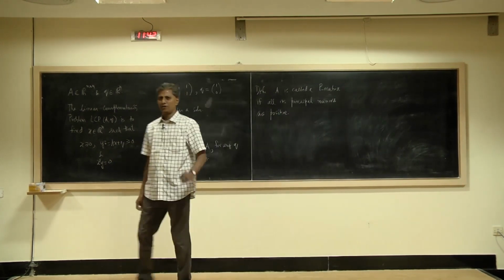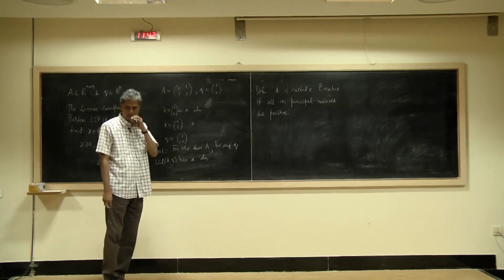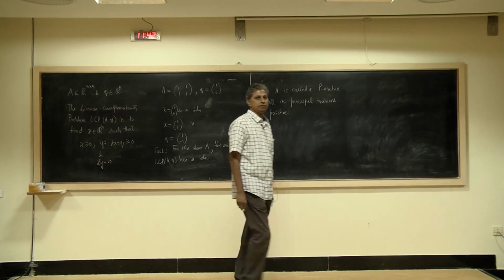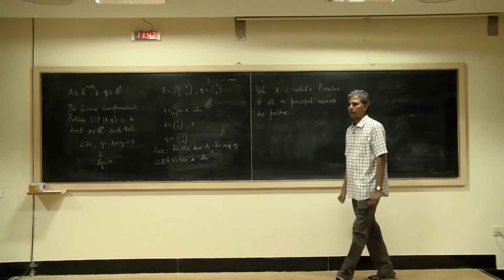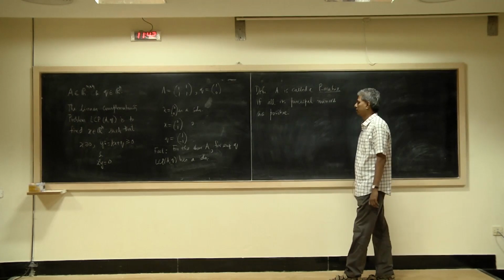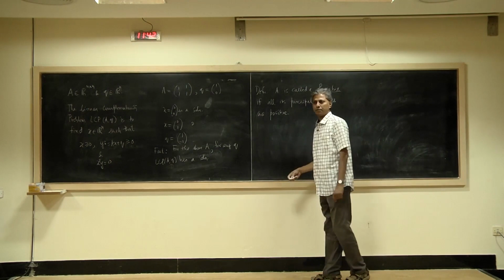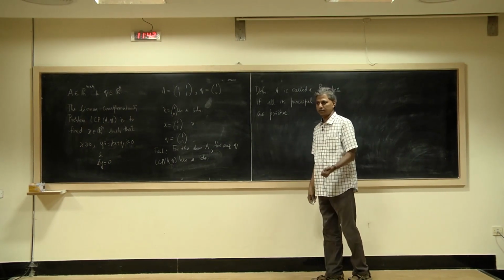You know what a principal minor is, right? Matrix A is called a P matrix if all its principal minors are positive. So what is a principal minor, if you have any questions?